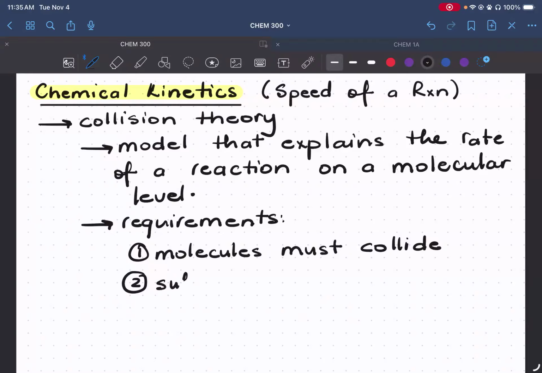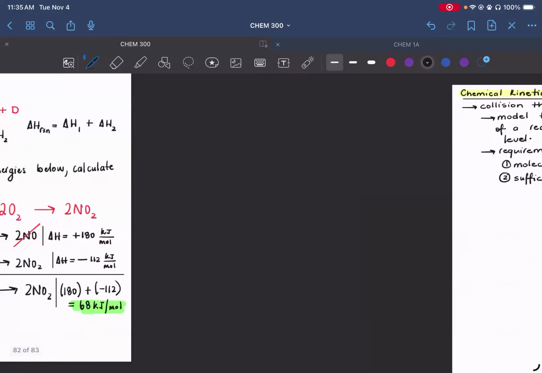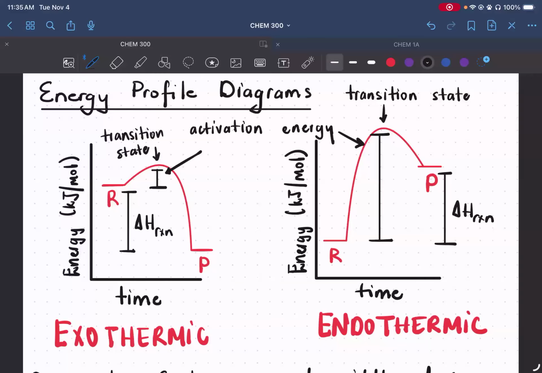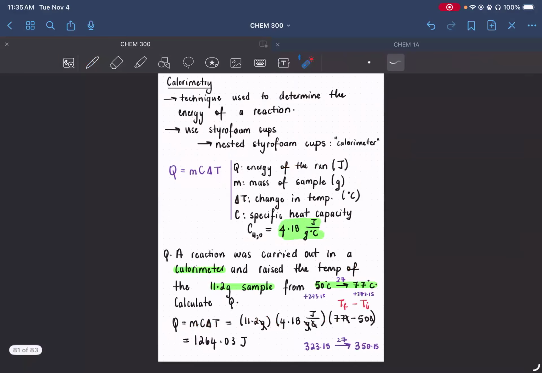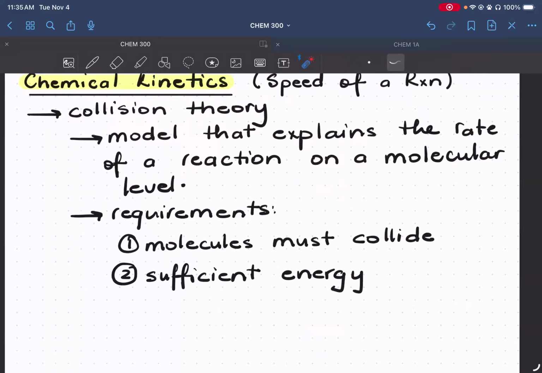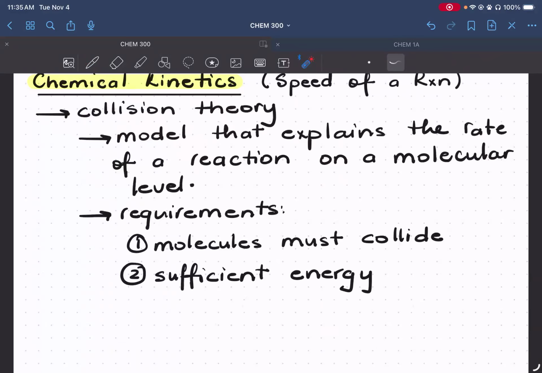Number two, the molecules must have sufficient energy. So not only must these molecules collide, they must be heading at each other at sufficiently fast speeds. Why? Because they must overcome the activation energy. Remember from last week's topic of energy profile diagrams, the activation energy is the hill that the reactants have to overcome. So the molecules must have sufficient energy to overcome the activation energy. Finally, the molecules must be in the correct orientation.